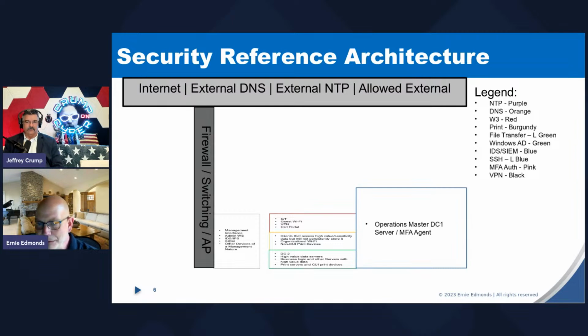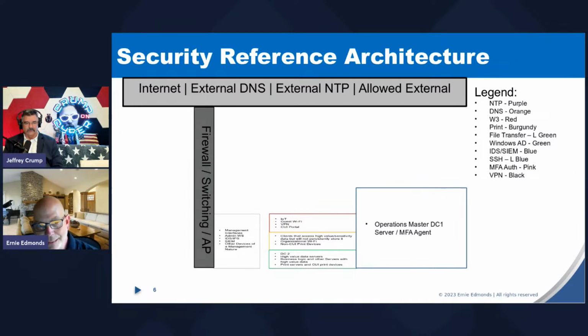IDS and SIM, that's blue traffic. SSH is light blue. And then remember, these have to be most restrictive, least permissive. So you say, all right, what needs to have DNS access? Well, I know my firewall needs DNS, so I'm going to allow the firewall to get to the external DNS. I'm going to allow my firewall to also get to external NTP.